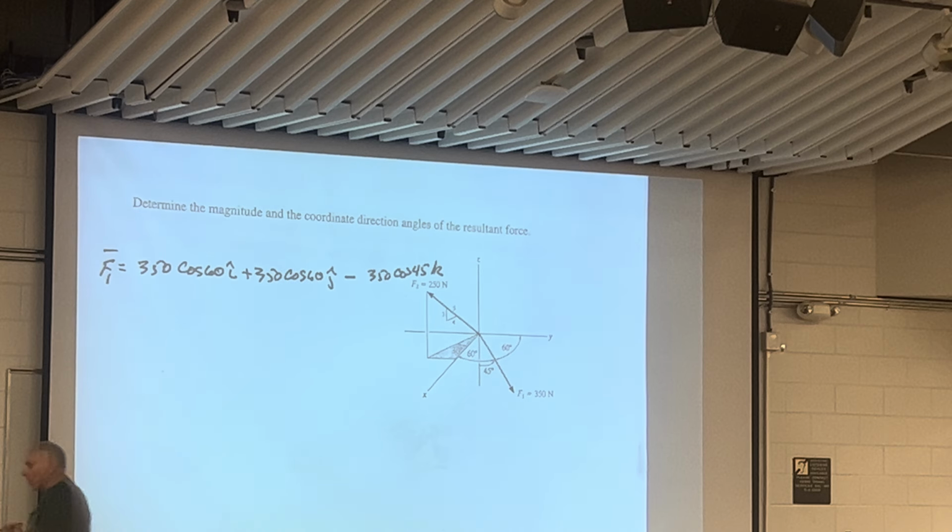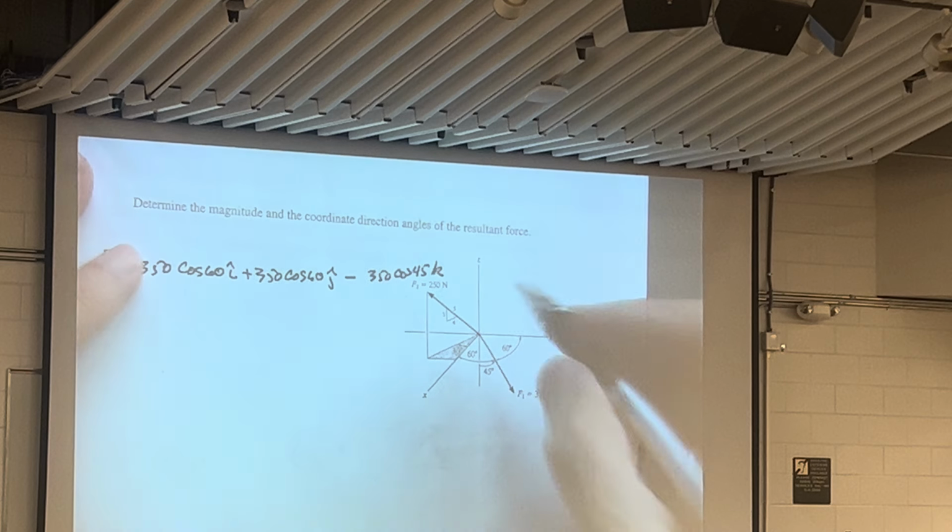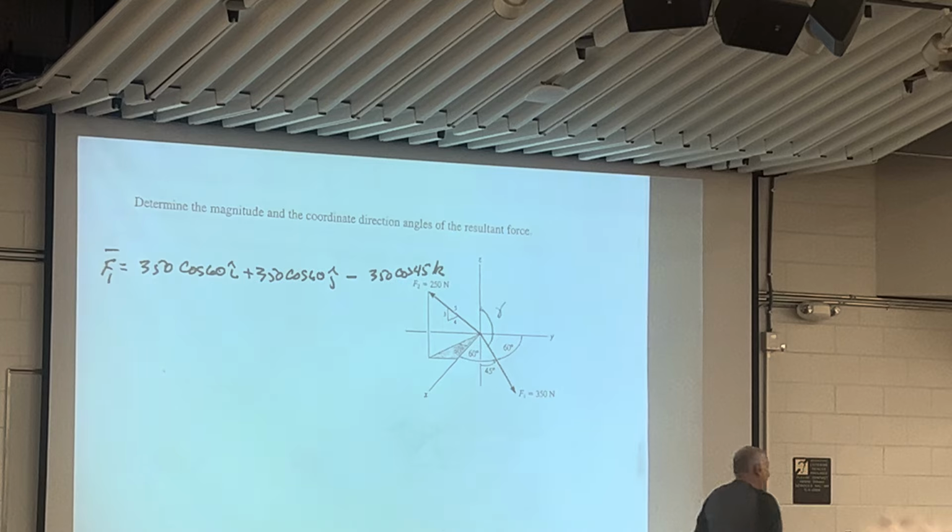Because what I should have done, I should have measured the gamma from here to there. That's technically my gamma, from the positive z to the force. But I gave you 45, which in essence is the supplement of what I gave you for gamma. So 45 plus this angle should equal 180.